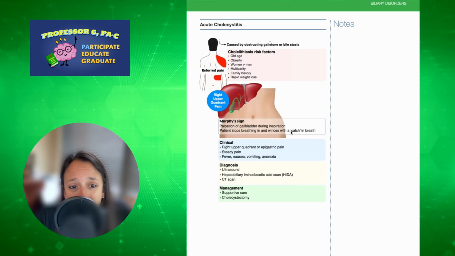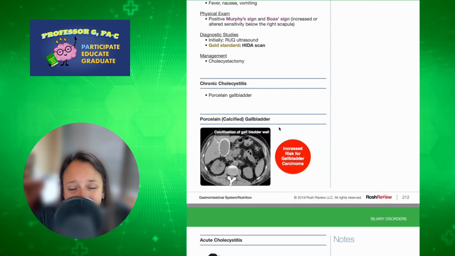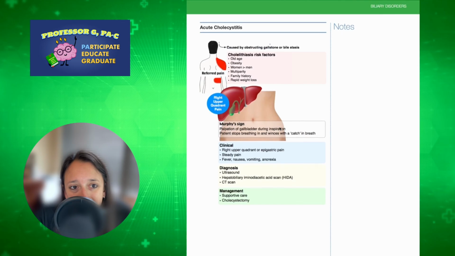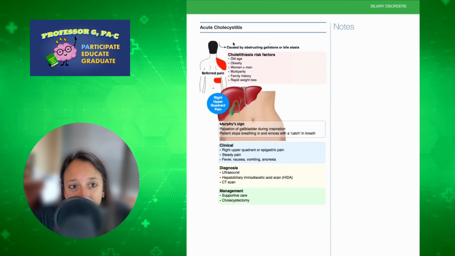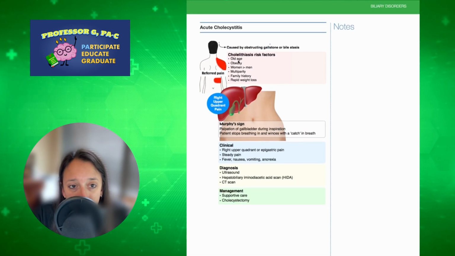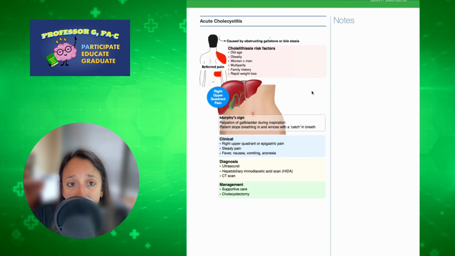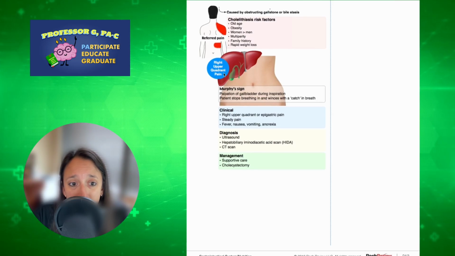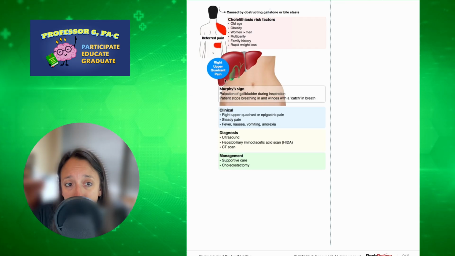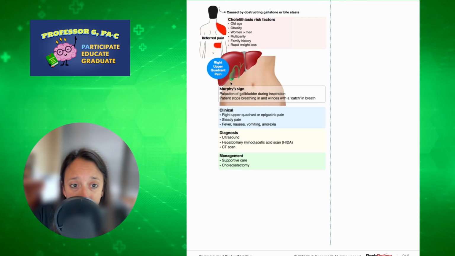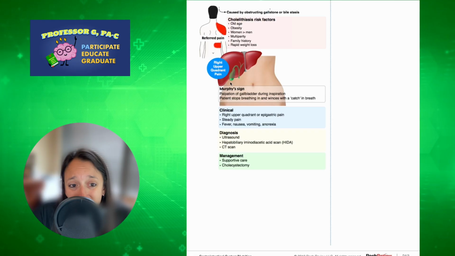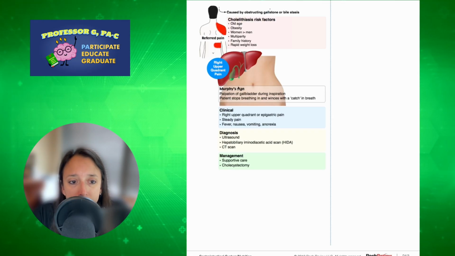Acute cholecystitis. So before we were talking about regular cholecystitis, this is acute cholecystitis. So again, it's going to be some of the same things that we were talking about earlier, but the risk factors are going to be above the age of 40, obese, women, having more than one child, family history, and then they also see it sometimes in rapid weight loss. They're going to have that right upper quadrant pain, plus or minus some nausea, vomiting, maybe fever, and they're going to have a positive Murphy sign, which is that palpation of the gallbladder during inspiration, and the patient stops breathing in and kind of catches their breath when you're pushing in that right upper quadrant area.